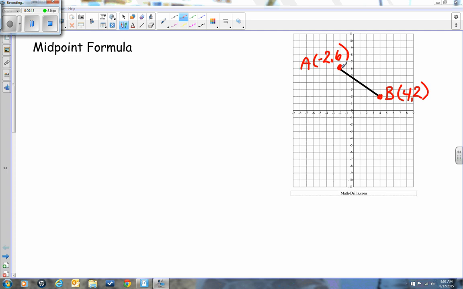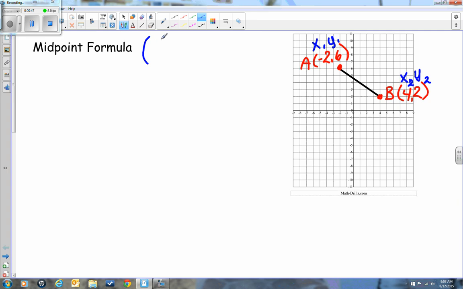Let's take a look at these two endpoints here. We have A, which is at -2, 6. Let's consider that our first point. If that's our first point, we're going to label it x1, y1, because that's the x-coordinate and the y-coordinate. Now, if B is our second point, we're going to label the coordinates x2, y2.